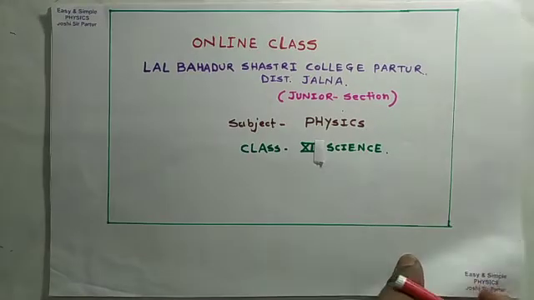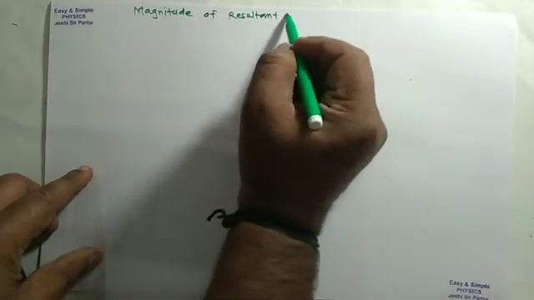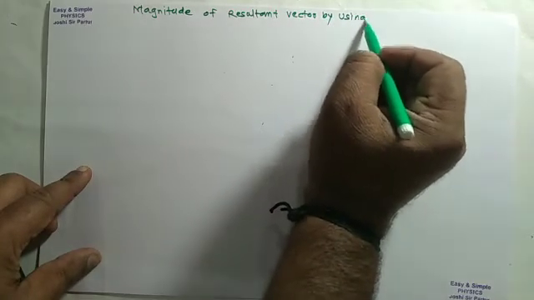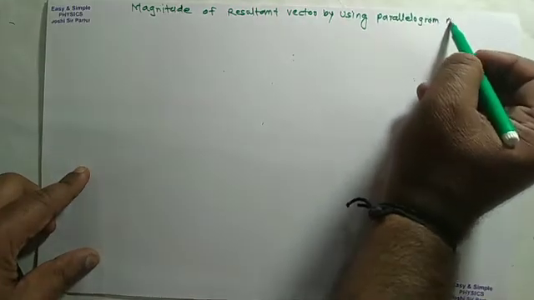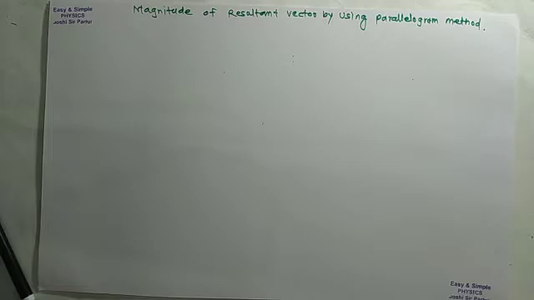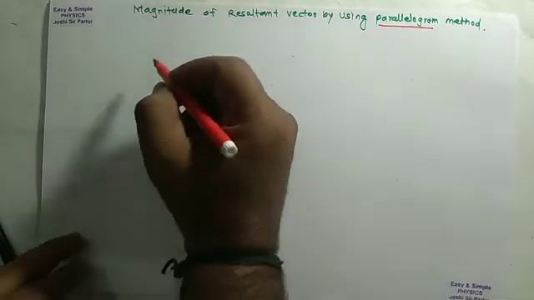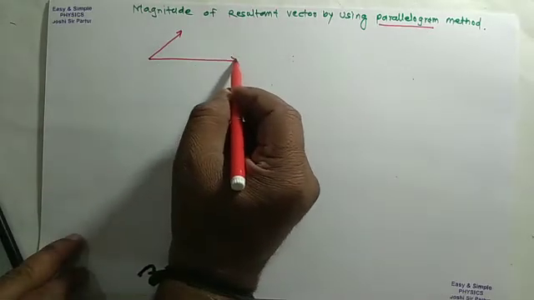So today we learn about the magnitude of the resultant vector by using the parallelogram method. In this parallelogram method, first of all we have seen the two vectors, vector P and vector Q.